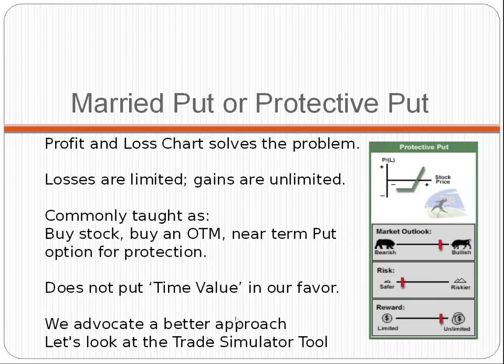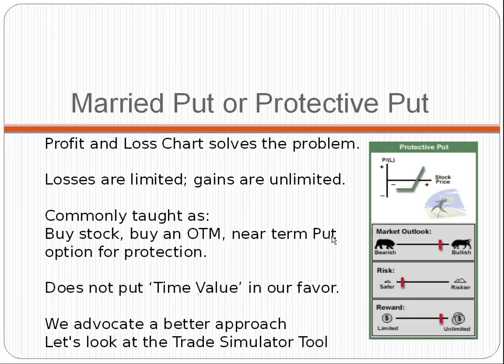Now, we advocate a better approach to the married put position. What we're going to do in radioactive trading when we open any new position is we're going to buy stock, and we are going to buy a put option, but we're going to buy an in-the-money put option that's far out in time to maximize our insurance, minimize our cost for insurance per day over that 5 or 6 month time period, and make sure we're set in a position where we can only lose 5 or 6%.